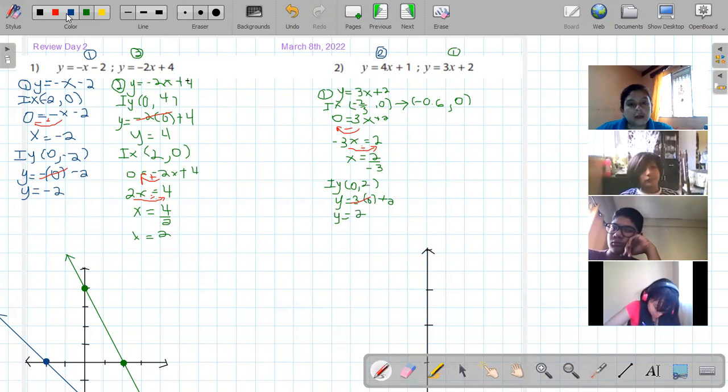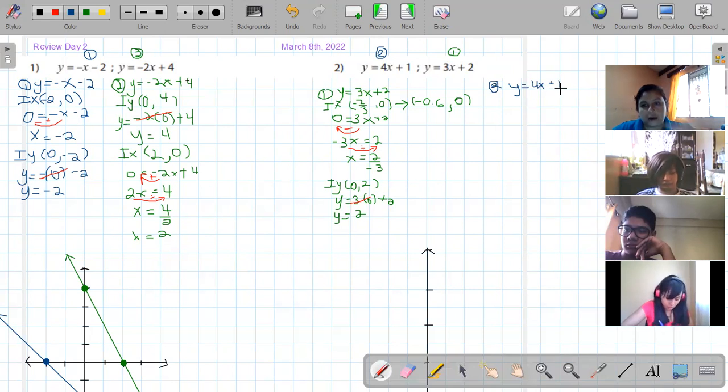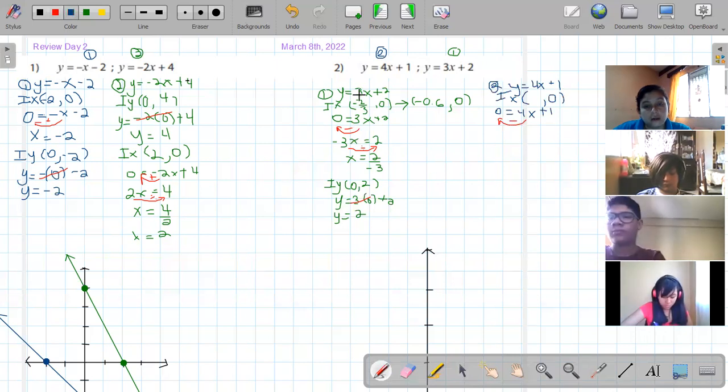Okay, now let's go with the second equation. Equation number 2 is y is equal to 4x plus 1. We're also having a fraction in here. Let's find the intercept in x. Remember, the intercept in x is when y is equal to 0. So 0 is equal to 4x plus 1. So I need to leave the 4x on one side. It goes subtracting. I have now negative 4x is equal to 1.